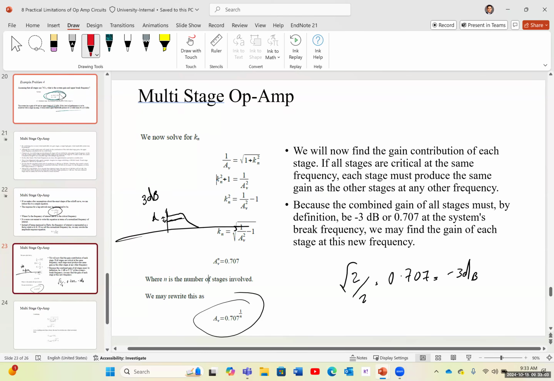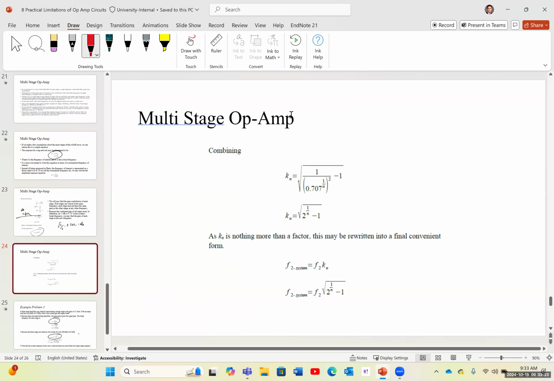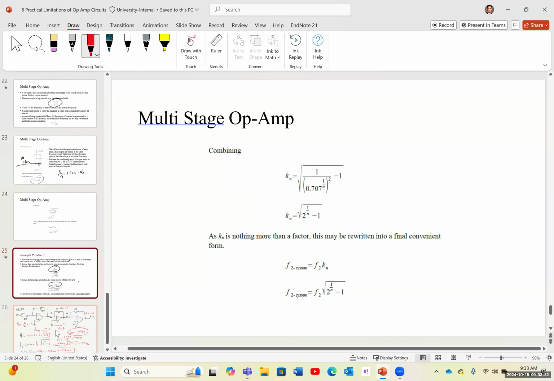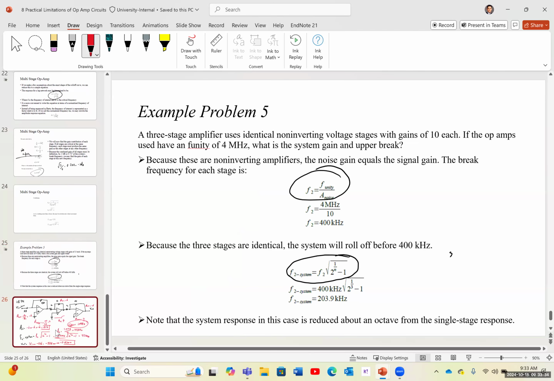And the last part of that we did in the previous class was determining the upper cutoff frequency of multi-stage op-amps when all the stages are identical and have the same gain bandwidth and the same A noise. And the equation that we used was this equation that we had here. F2 of the system was F2 square root of 2 to the power 1 over n minus 1. And we also solved some practice problems using these equations.